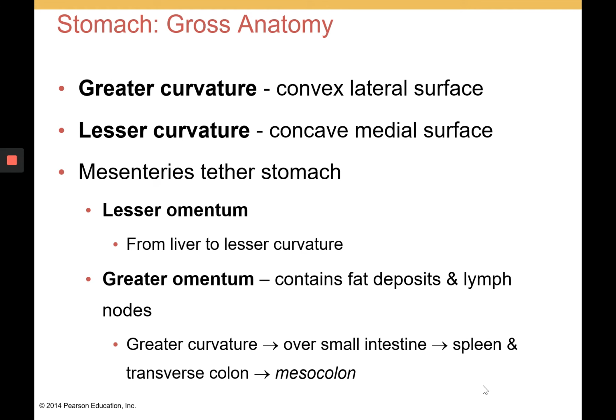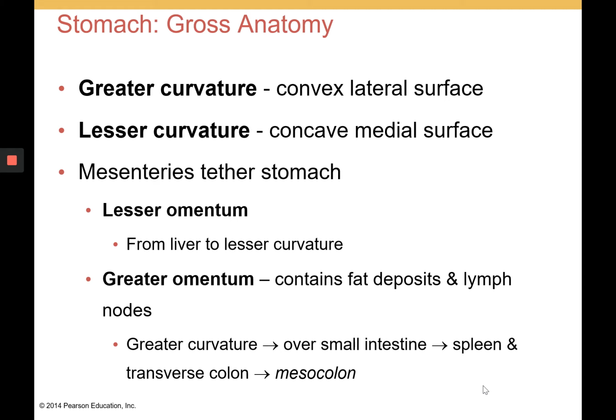So just some more gross anatomy for the stomach. We have greater and lesser curvatures. The greater curvature, again, is on the convex lateral surface, which was the side near the spleen. Lesser curvature was on the concave medial surface, or the side near the liver.